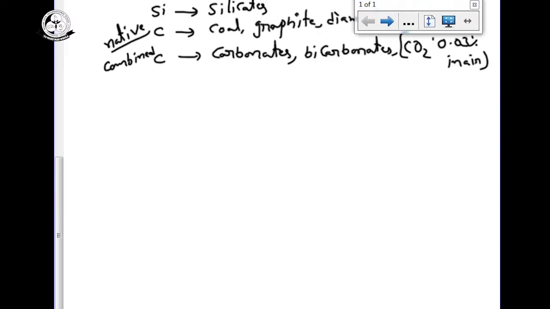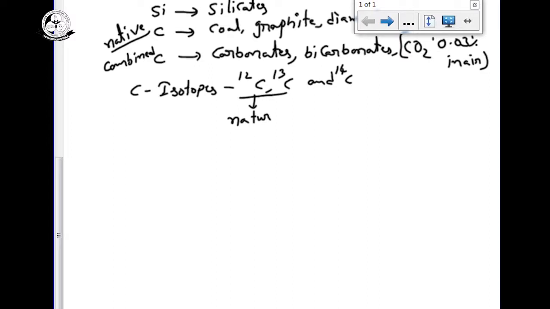Naturally occurring carbon has two isotopes. There are totally three isotopes: carbon 12, carbon 13, and carbon 14. Of these, carbon 12 and carbon 13 are naturally occurring, and carbon 14 is a radioactive isotope.